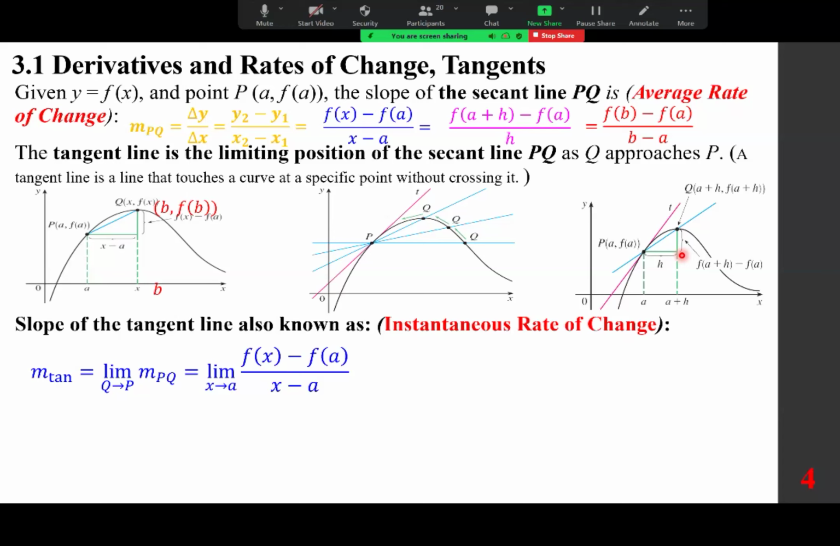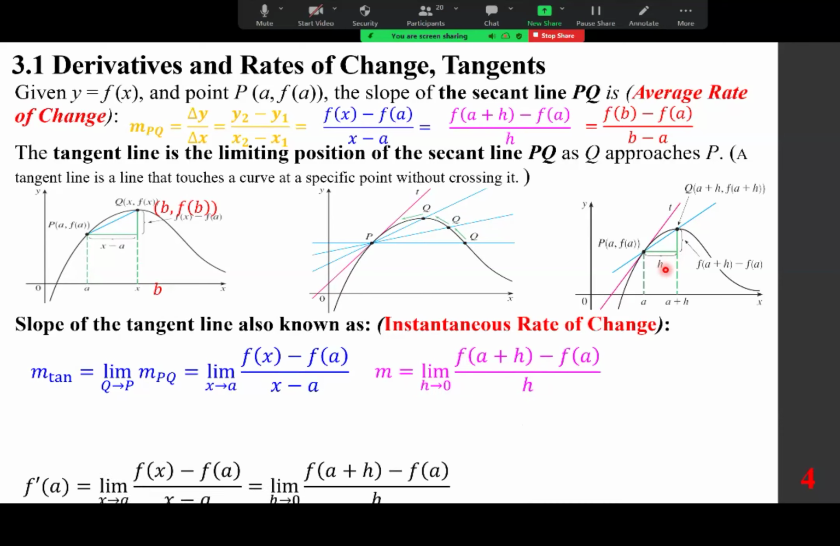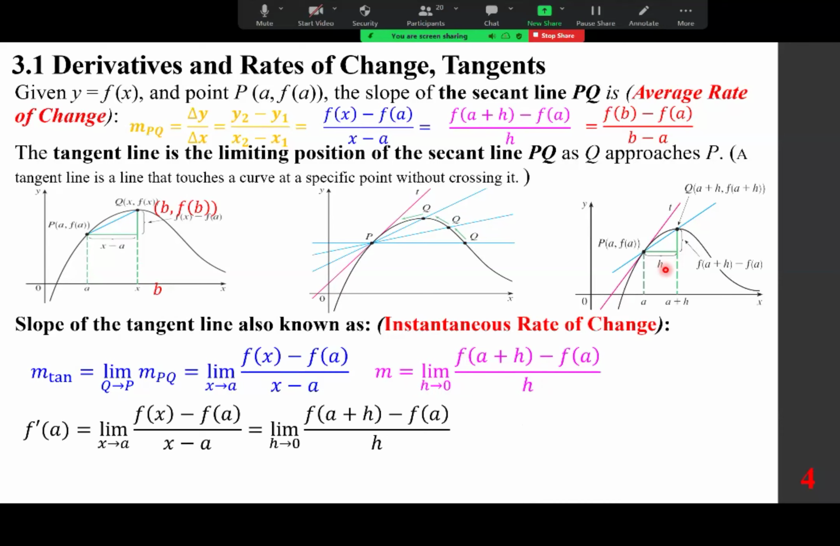If we look at this formula, that's the limit as h approaches 0 of f of a plus h minus f of a over h. So the h is approaching 0. And so f prime of a, or the slope of a tangent line at a, has these two definitions: the limit of f of x minus f of a over x minus a as x approaches a, or the limit of f of a plus h minus f of a over h as h approaches 0. They both mean the same thing.